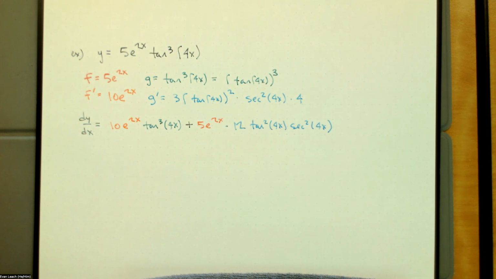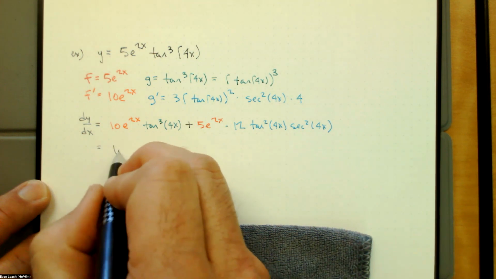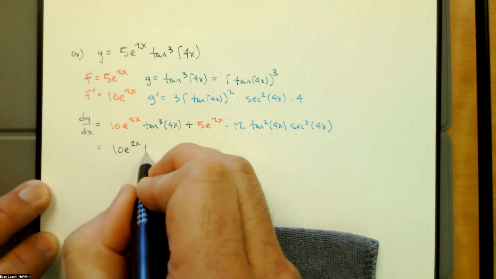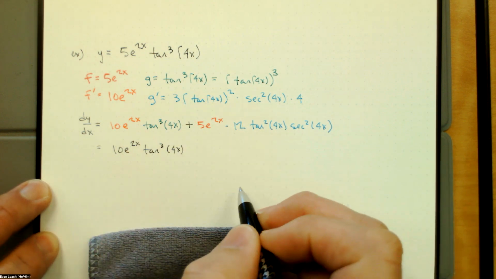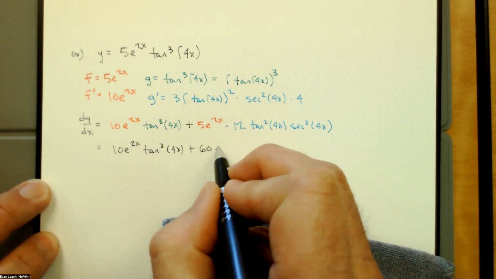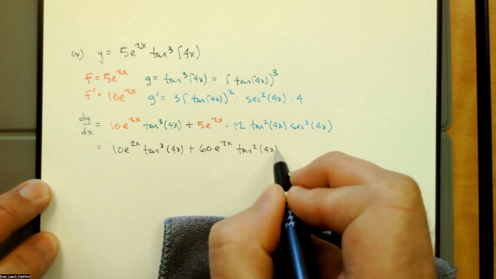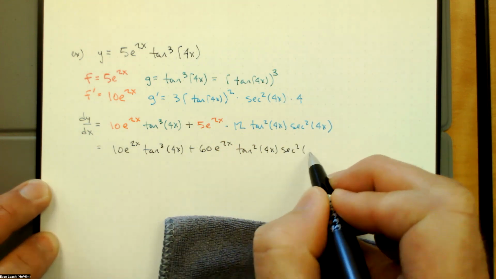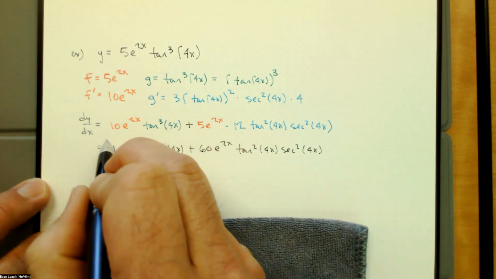And then I've got that 5 times 12. So I go, oh man, I wish I would have seen that coming, because now I got to write this whole thing over again. And be like, 10 e to the 2x tangent cubed of 4x. Thank you, first term, for once again being in the nice order. And then 5 times 12 is 60 e to the 2x times tangent squared of 4x times secant squared of 4x. And this we might consider acceptable.